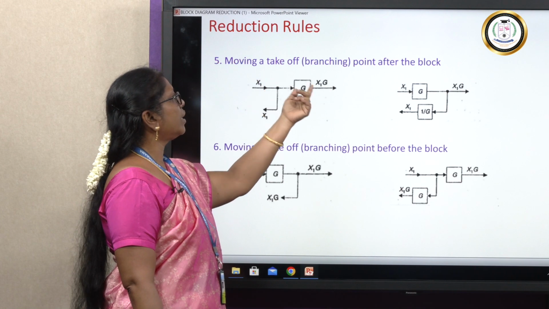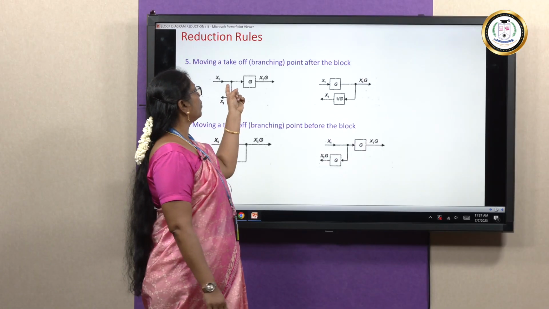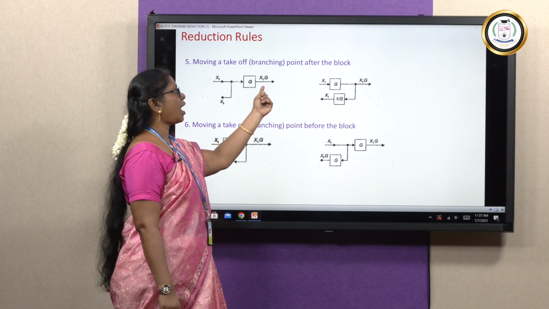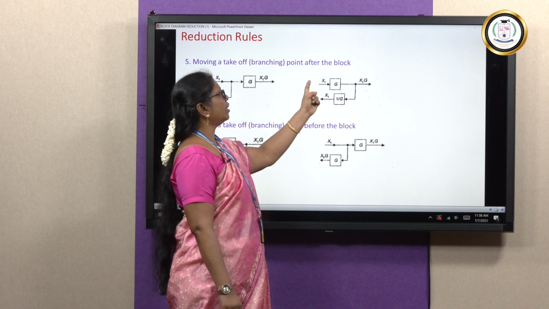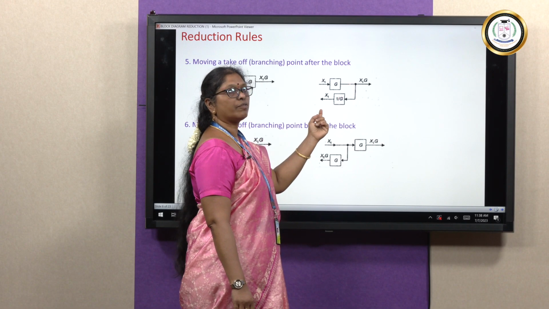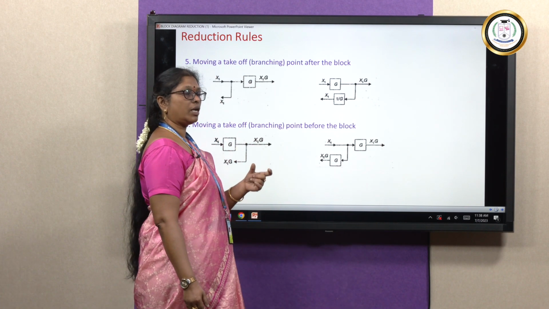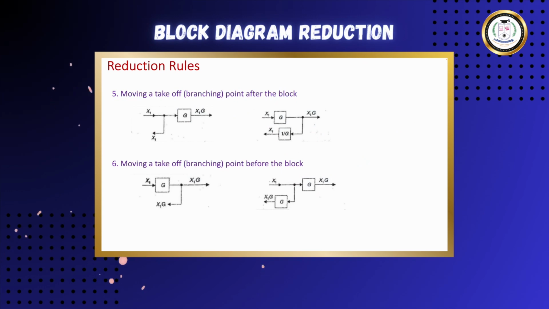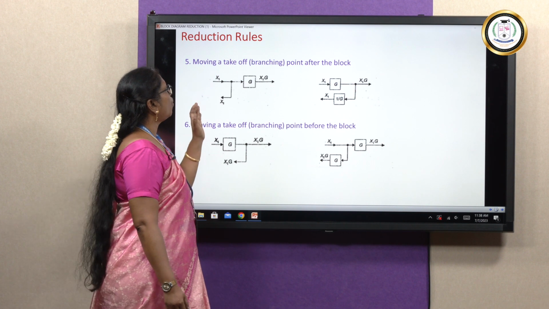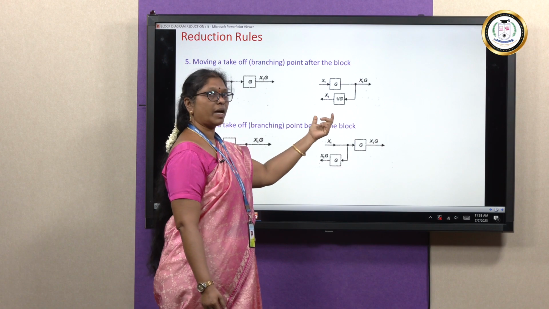So if here it is multiplied, the output is x1 into g, right? Now if we want to move this takeoff point after the block, what is going to happen? It is going to be multiplied with g. So the output is x1g. When you are taking a branching point from here, that output is going to be x1g, but what we want is only x1. So we are dividing by g to get the x1 signal. So moving a takeoff point after a block, it is going to be divided by g.